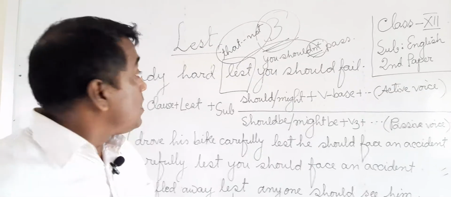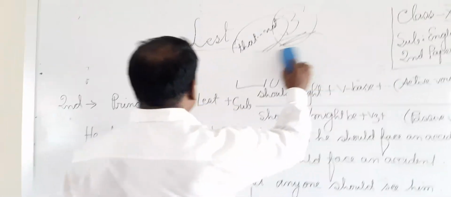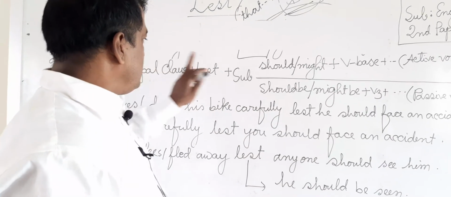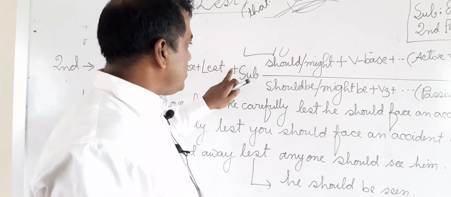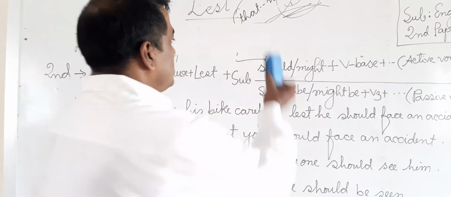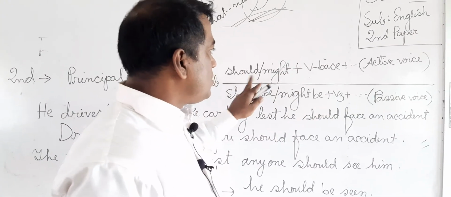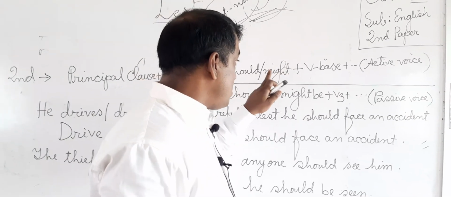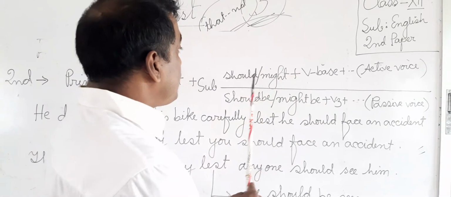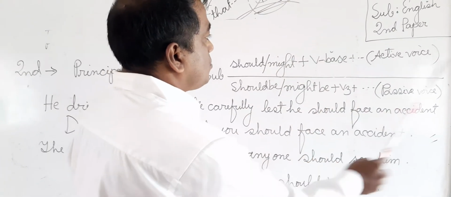It's the first point. Now, come to the second point that is vital to be remembered. You see, the principal clause, then 'lest', and after 'lest' you will have to use any subject, then 'should' or 'might'. In our country, it is very usual to use 'should'. You may also use 'might' according to the meaning of the sentence. And as 'should' or 'might' is a modal auxiliary, you will have to use the base form of the verb after the modal auxiliary, plus extension.